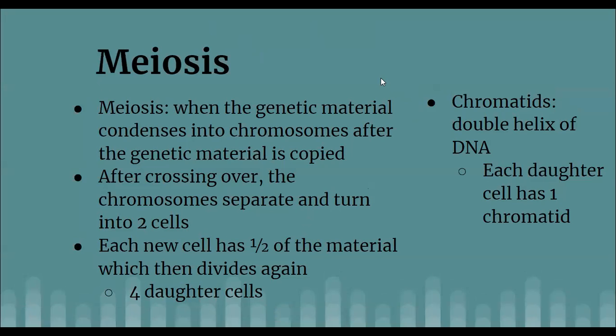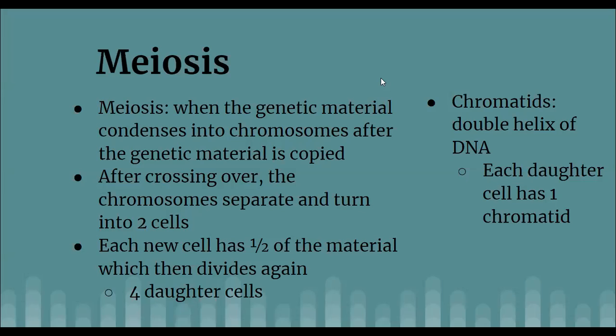So after crossing over, the chromosomes separate and the cell divides into two new cells. Each new cell now contains half the number of chromosomes, then divides again, making a total of 4 daughter cells. Each chromosome splits into two rod-like structures called chromatids. Each chromatid contains a double helix of DNA. Note that each of the 4 daughter cells has one distinct chromatid.